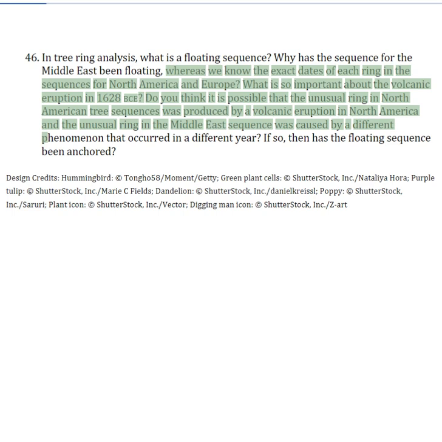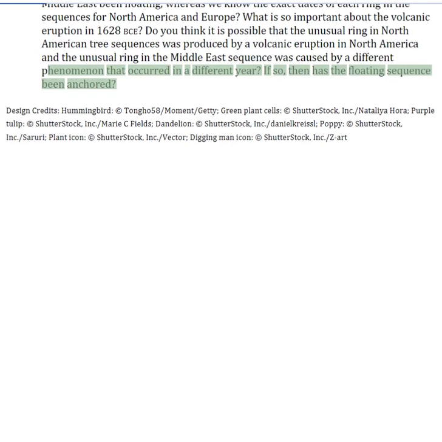Do you think it is possible that the unusual ring in North American tree sequences was produced by a volcanic eruption in North America, and the unusual ring in the Middle East sequence was caused by a different phenomenon that occurred in a different year? If so, then has the floating sequence been anchored?